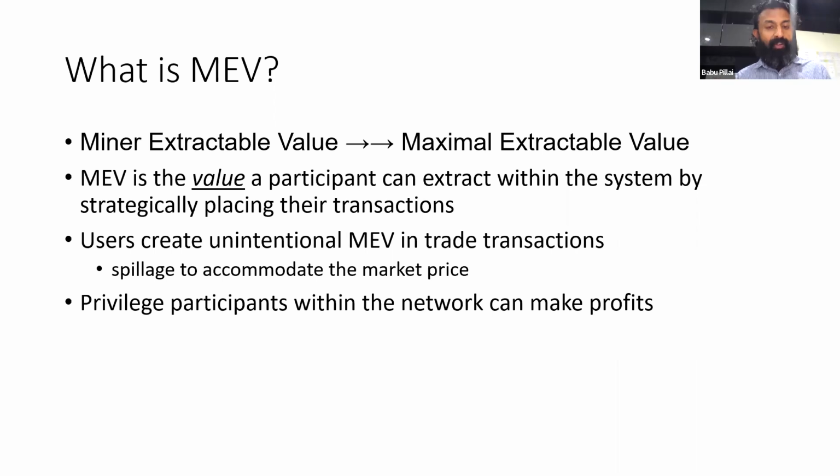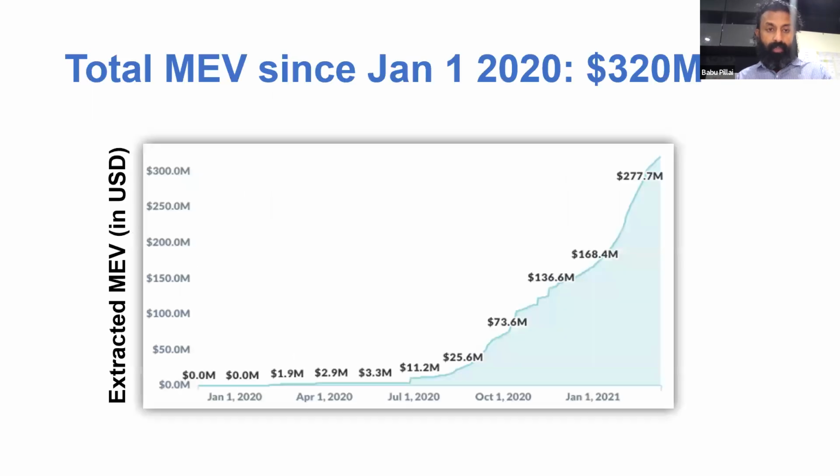A privileged participant in the network, such as the miners or people who have a full view of the network, can make a profit from this MEV. It is sort of first come, first served: whoever gets it first extracts it. Now, this is one I got from the internet. The amount of value that has been extracted as MEV is a lot. It's a huge amount of value that has been extracted during the last decade.